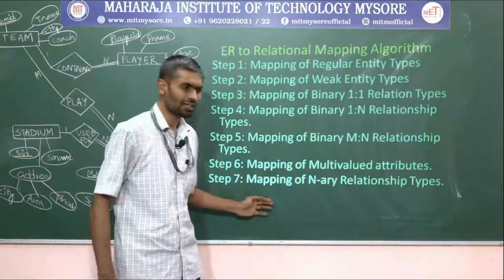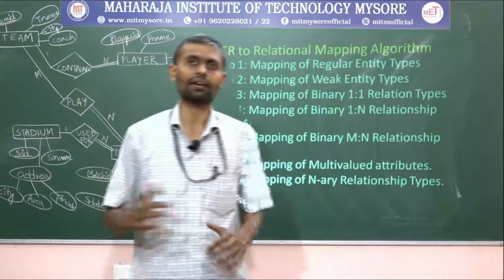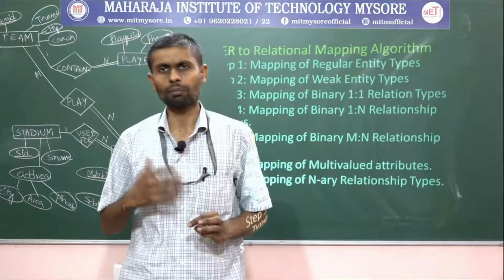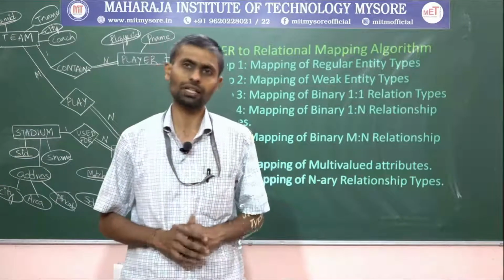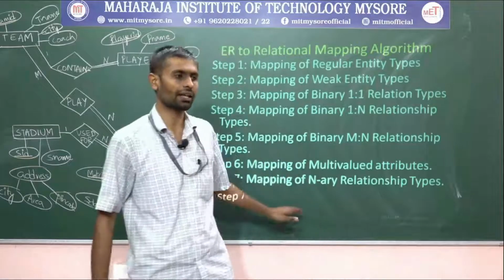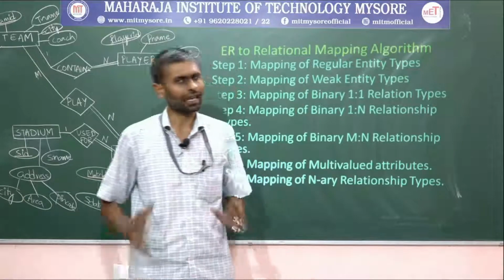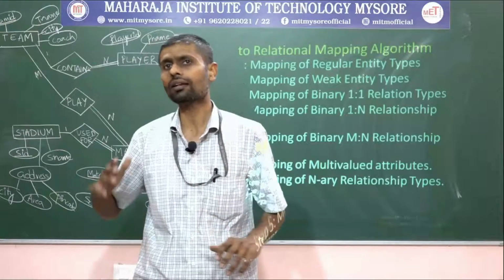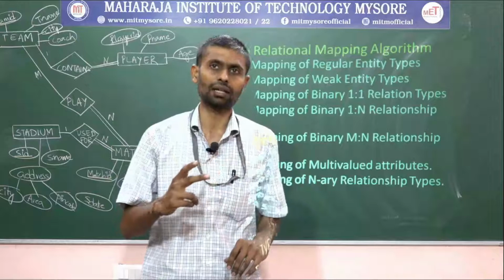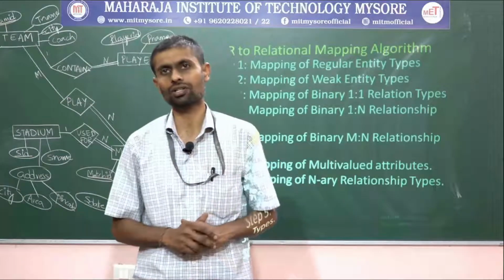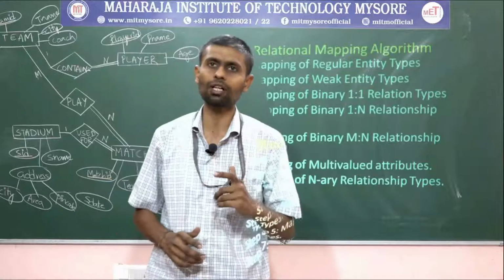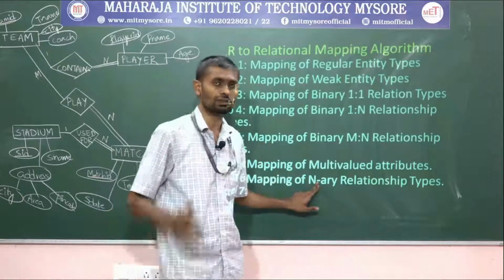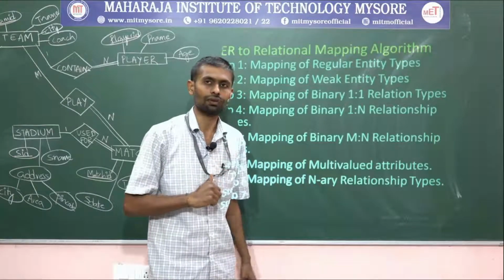Then, as a last step, we discussed the mapping of N-ary relationship types. What is that? N-ary represents the number of entity types participating. If in any relationship type more than two entity types are associated, then we call such a relationship type an N-ary relationship type, where n takes a value greater than 2. So this is what we have seen.